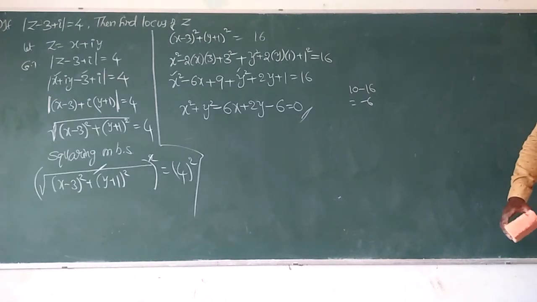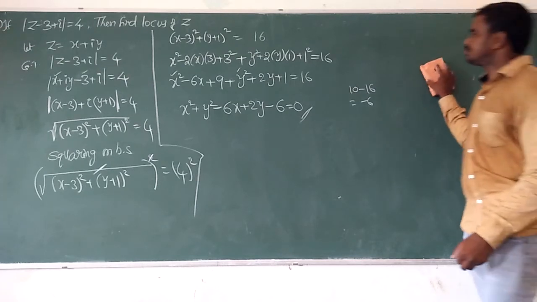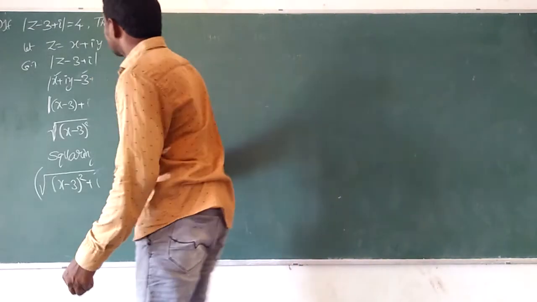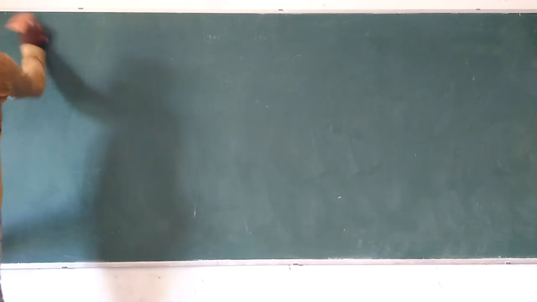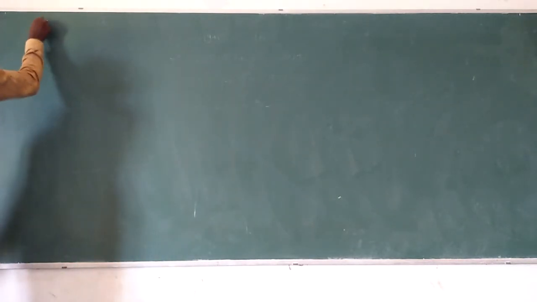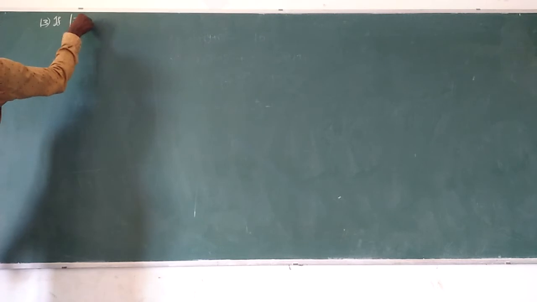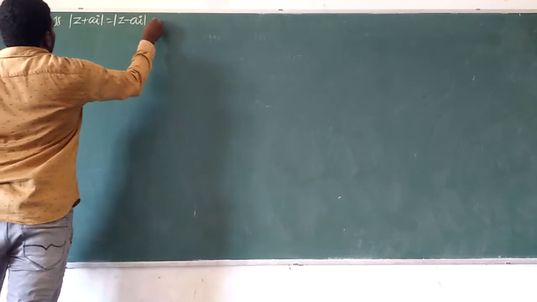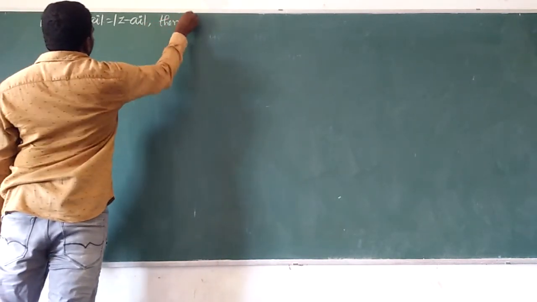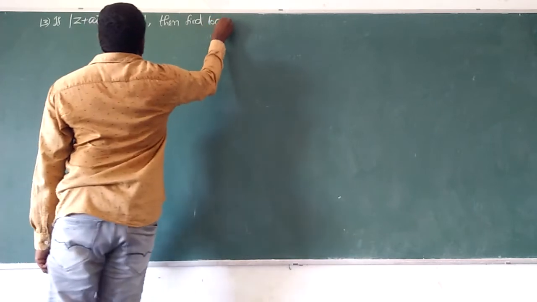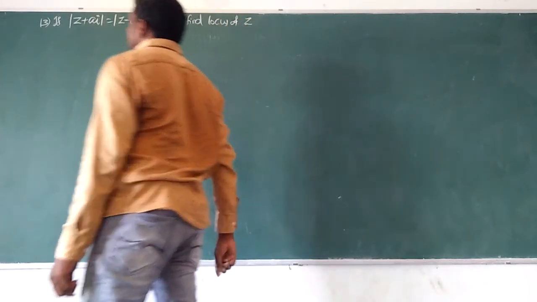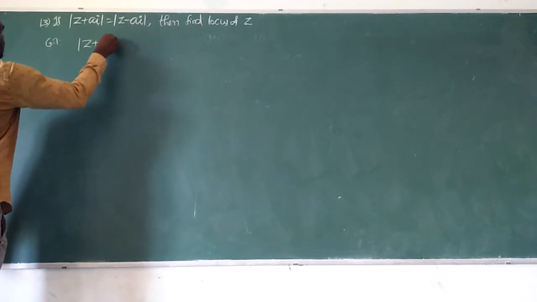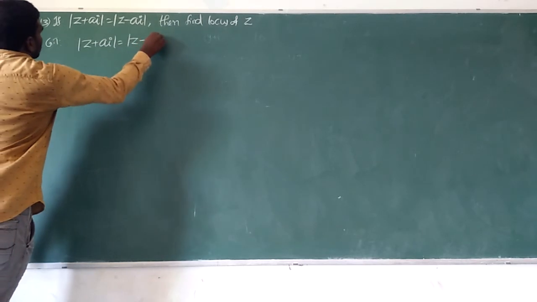Next, one more question in this locus. If modulus of z plus ai is equal to modulus of z minus ai, then find the locus of z. Solution: given that modulus of z plus ai is equal to modulus of z minus ai.